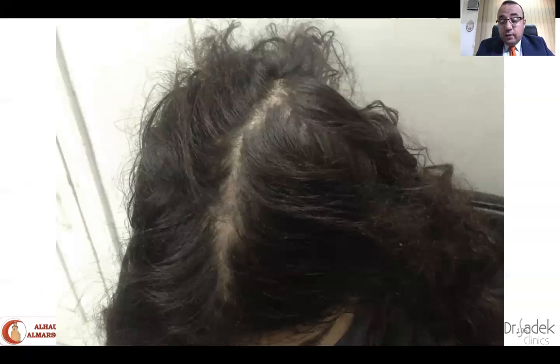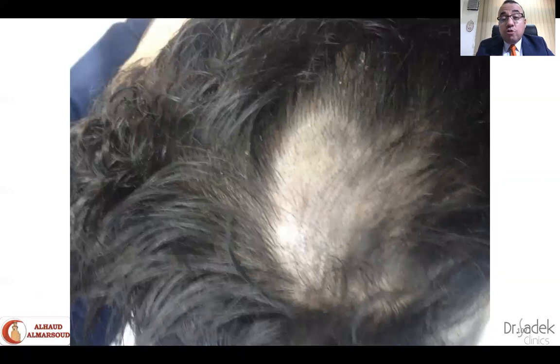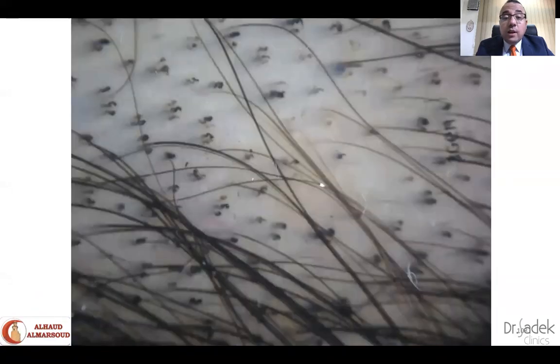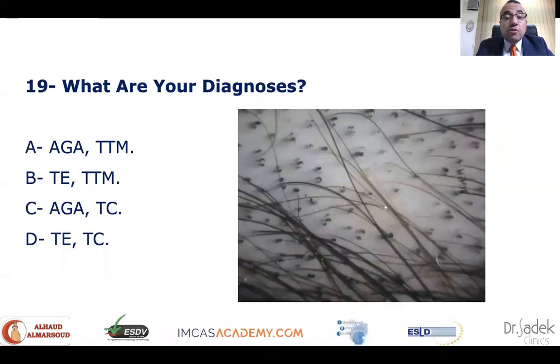Also, this young adult lady with generalized hair loss, but on examination, we could see that there is localized hair loss as well. And again, what did we see? Corkscrew hairs. And the diagnosis is, yes, androgenetic alopecia with tinea capitis.